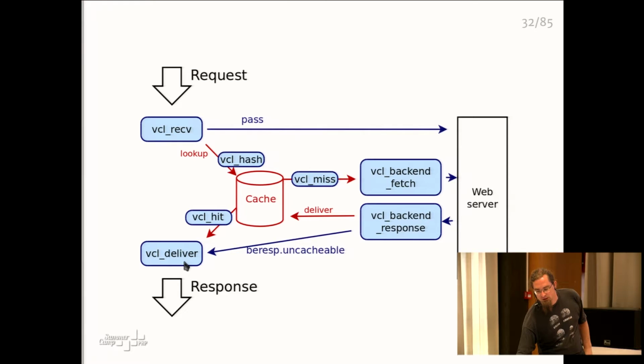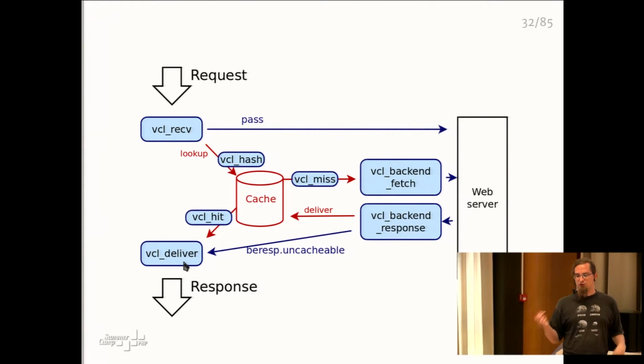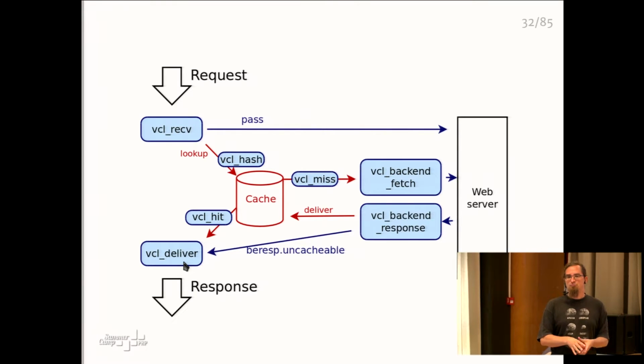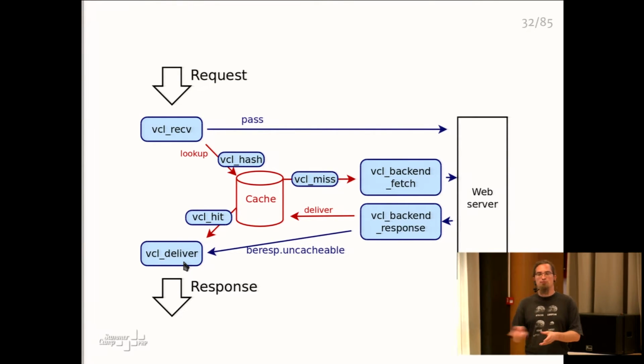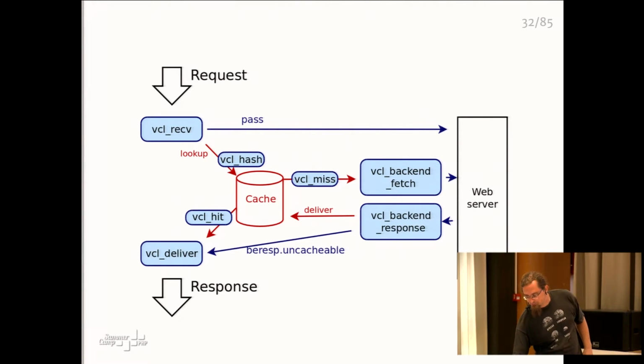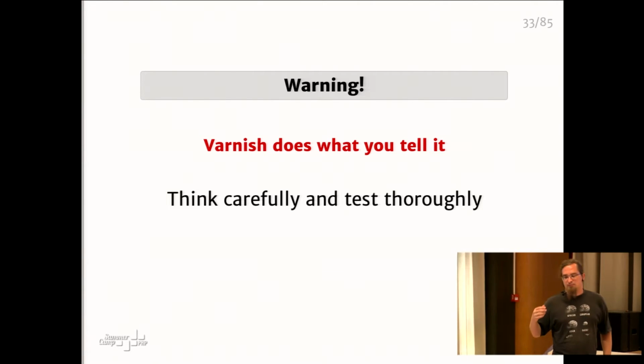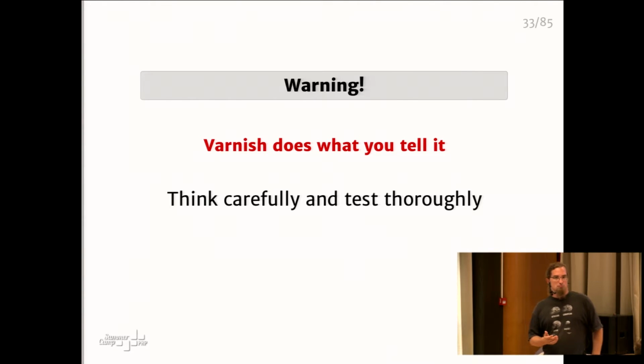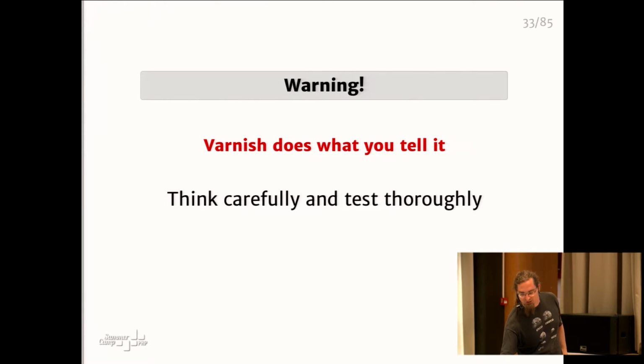And then you go to VCL deliver, which is always the last step, where you typically might want to remove some headers that you only used internally in Varnish. And with this VCL, it's quite powerful. You simply say add this header, remove this, rewrite this, and it just does what you tell it, so you can really break the application in the sense of browsers starting to cache random things or caches getting mixed up. So think about what you do and then test what you did.